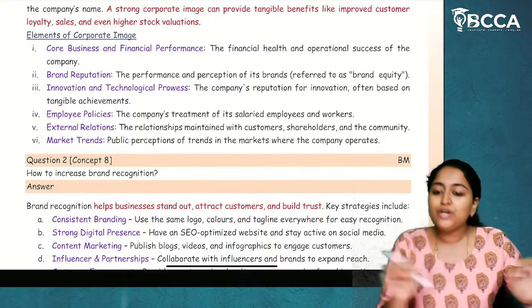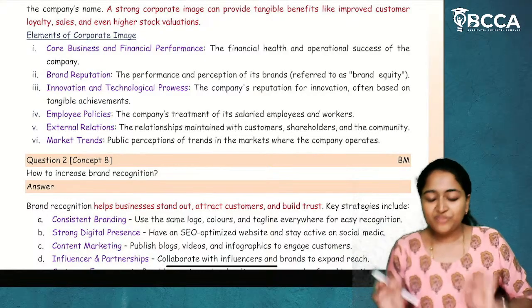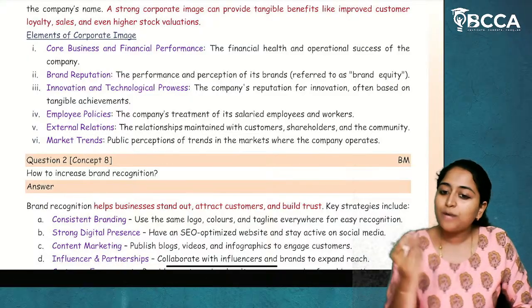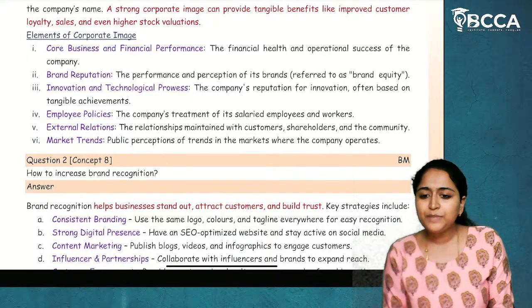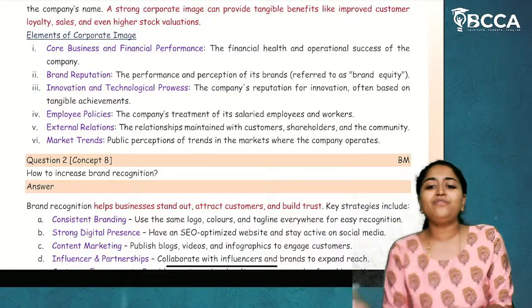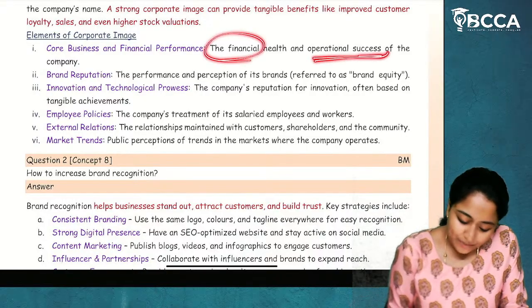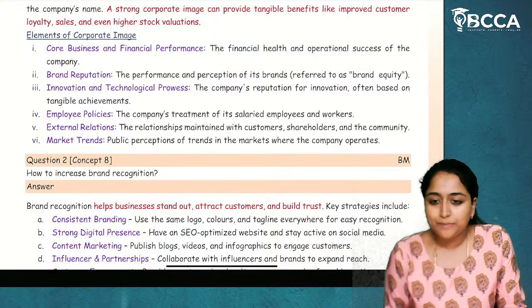If constantly you are only suffering with losses, which means the performance of the company is not good. If your company is not performing well, no customer will come to you, no investor will come to you, no fund company will come to you for funding. The financial health and operational success of a company will depend upon the corporate image.